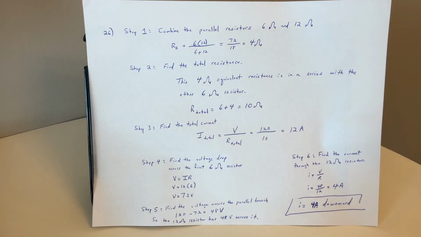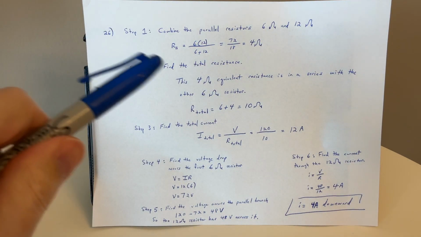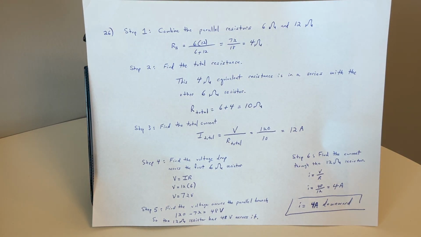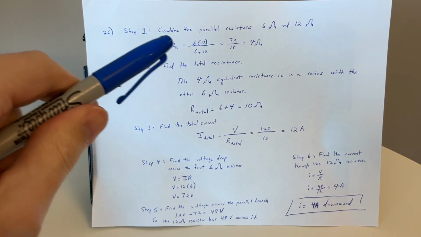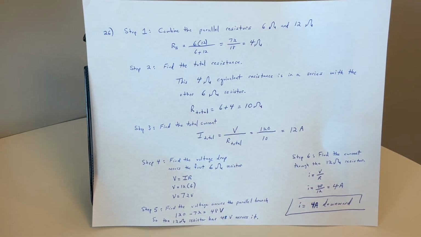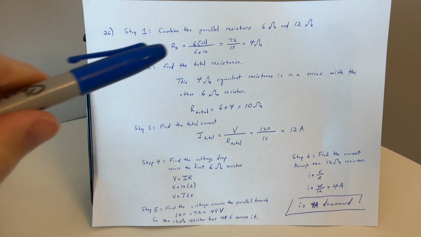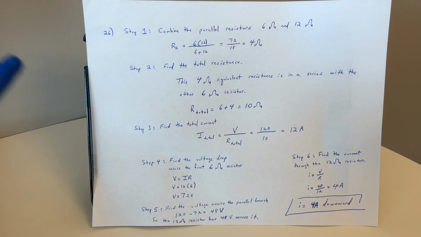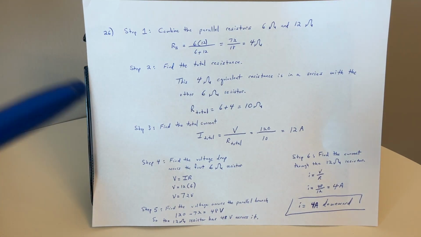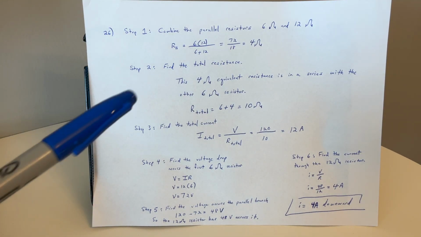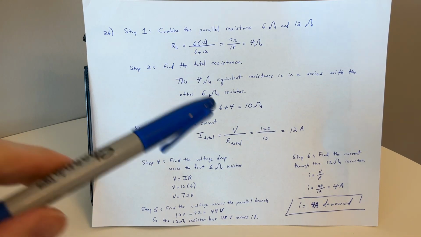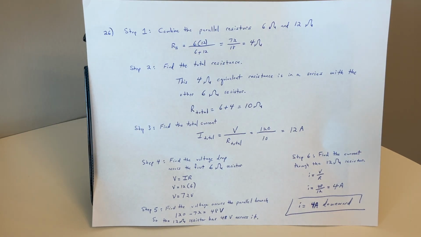So step 1, what we do is we combine the parallel resistors, the 6 ohms and the 12 ohms. For parallel resistors, we take their product, 6 times 12, over their sum, 6 plus 12. 72 over 18, that's 4 ohms. Step 2, we want to find the total resistance. So this 4 ohm equivalent resistance is in series with the other 6 ohm resistor. So we're going to get the R total, 6 plus 4 gives us our 10 ohms.